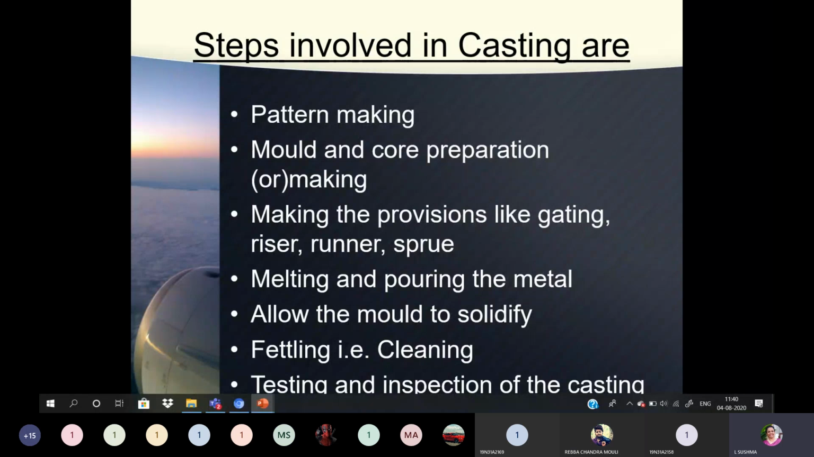The third step is making the gating system. You write down gating system. G-A-T-I-N-G. Making the gating system.